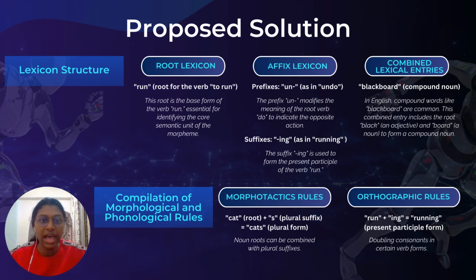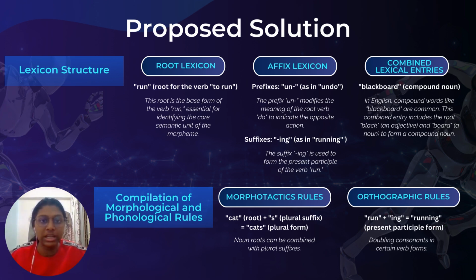Next, we have the affix lexicon. This lexicon catalogs prefixes, suffixes, infixes, and circumfixes, each annotated with their roles in modifying the meaning or grammatical function of root morphemes. For instance, in English, the prefix un in undo modifies the meaning of the root verb do to indicate the opposite action. Similarly, the suffix ing as in running is used to form the present participle of the verb run.